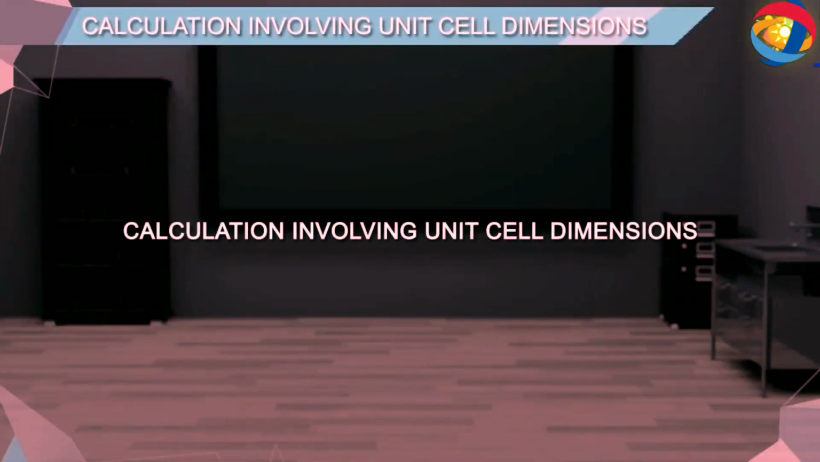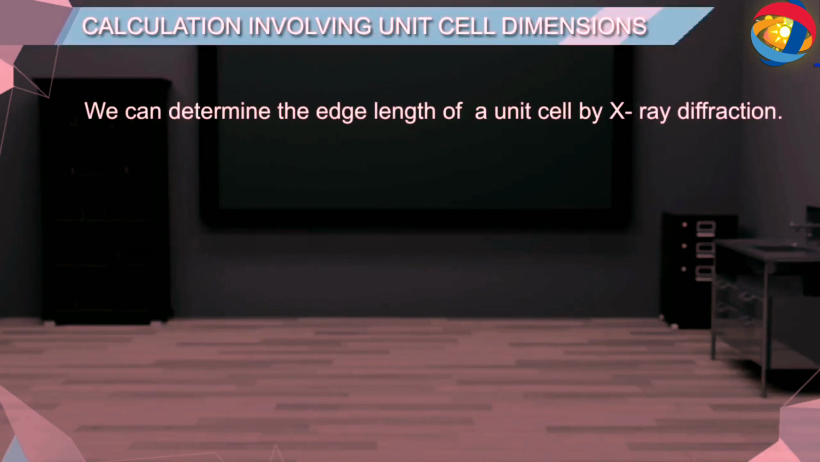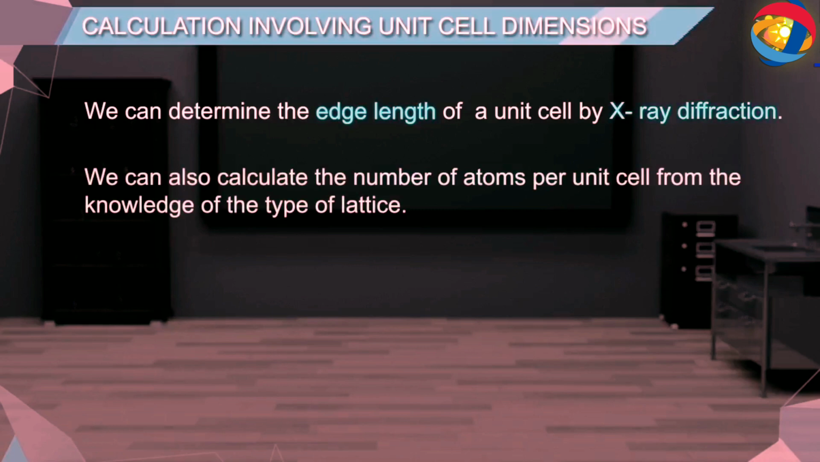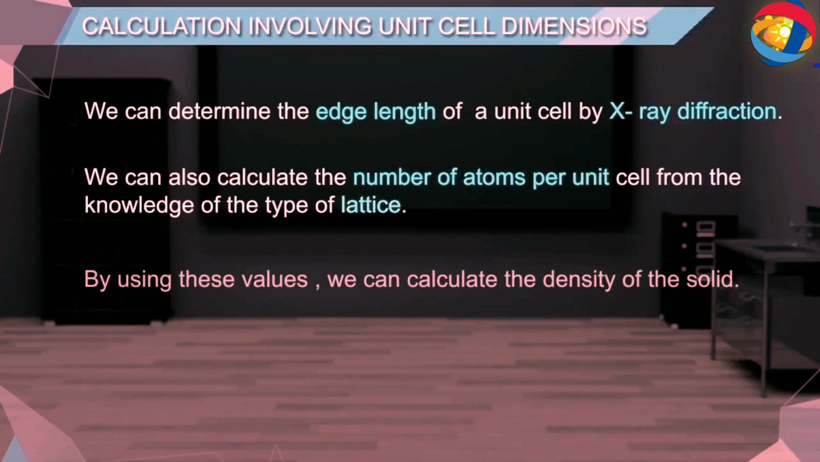Calculation involving unit cell dimensions. We can determine the edge length of a unit cell by X-ray diffraction. We can also calculate the number of atoms per unit cell from the knowledge of the type of lattice. By using these values, we can calculate the density of the solid.